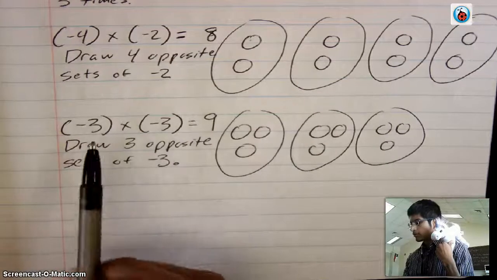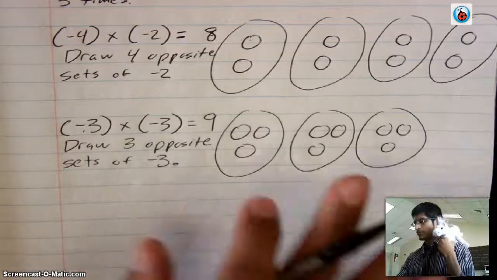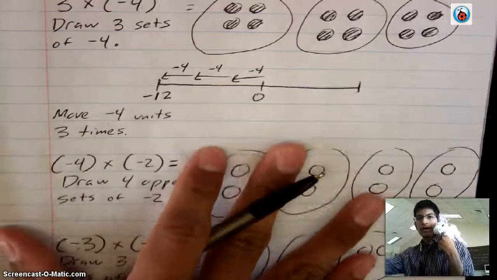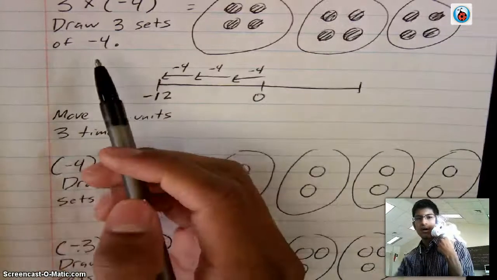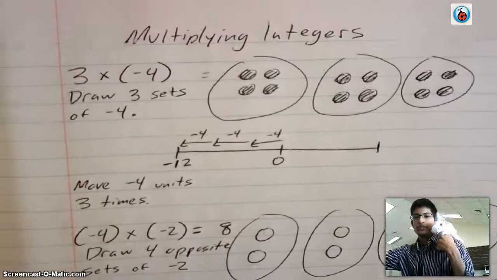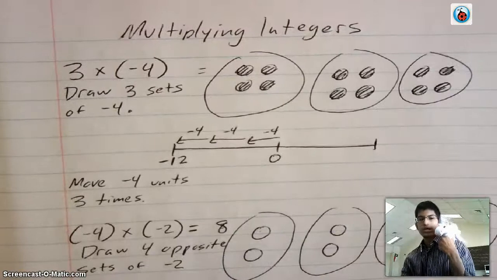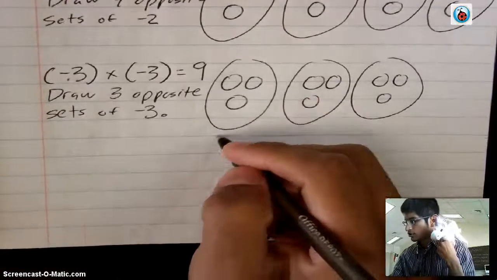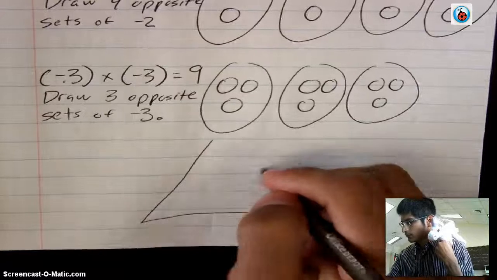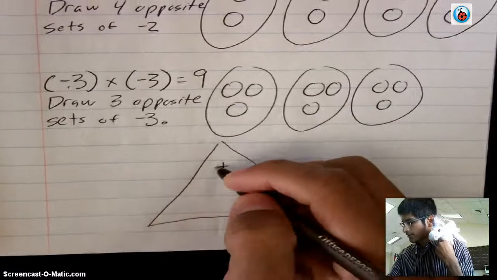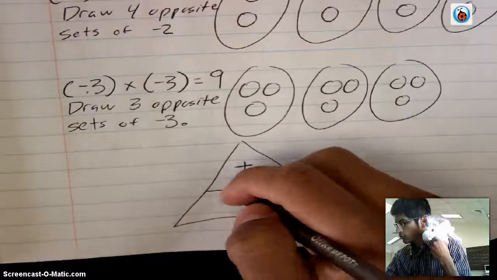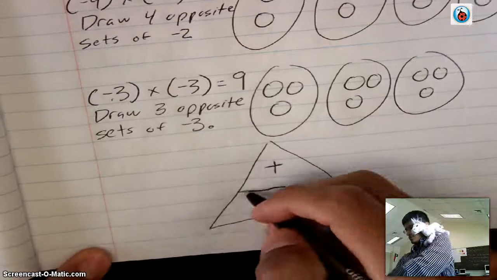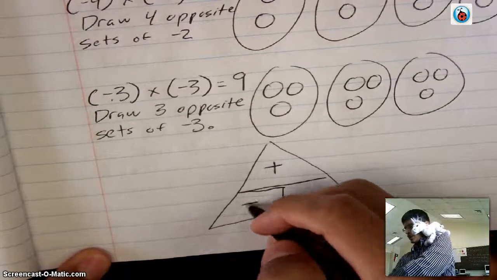So anytime I multiply 2 negatives, I'll always have a positive. And anytime I multiply a positive and a negative, I'm always going to have a negative. Hey, now you're getting this. So let me show everybody a quick trick to remember all these rules. And it kind of looks like a little triangle with a plus sign. And then 2 negative signs.